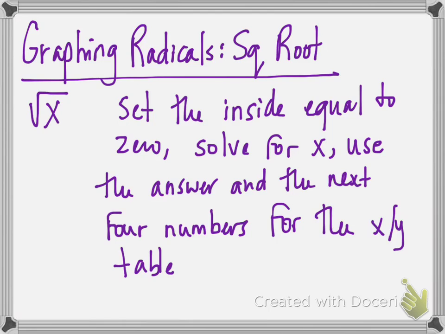Alright, a square root function, we can't just go plugging in simply because you can't evaluate a square root at a negative number. So what we want to do is we're going to set the inside equal to 0. We're going to solve for x. We're going to use the answer we get for x, and then the next 4 numbers after that for our XY table.